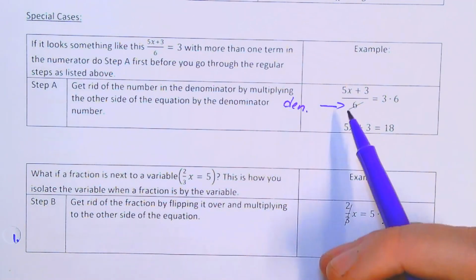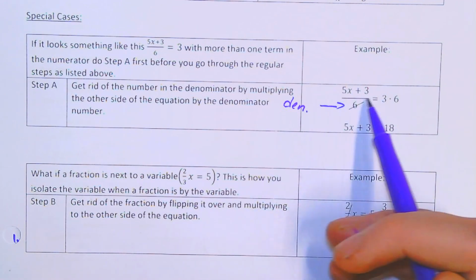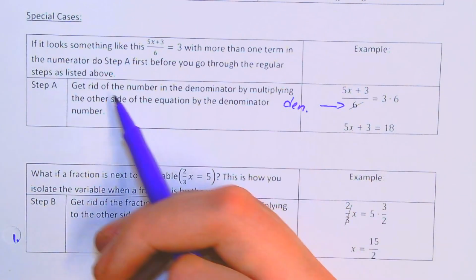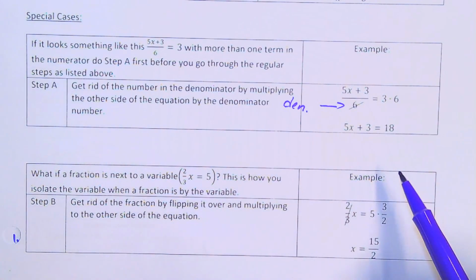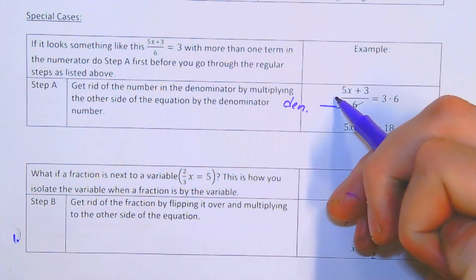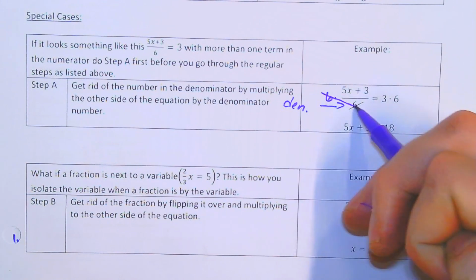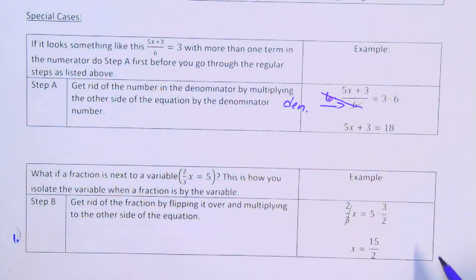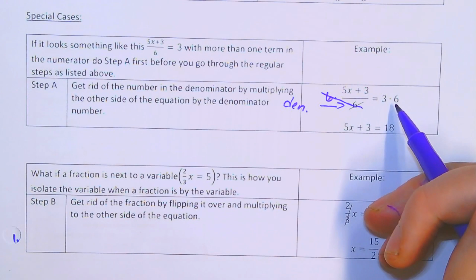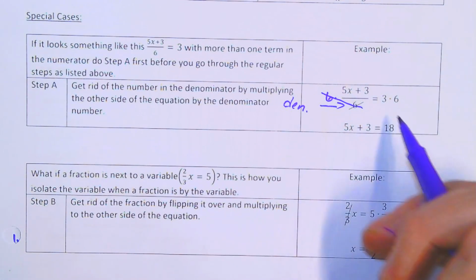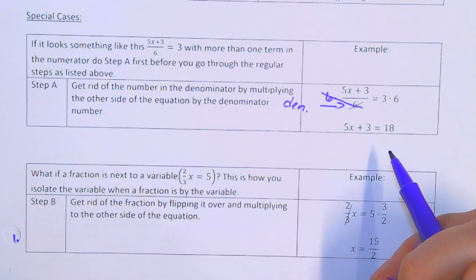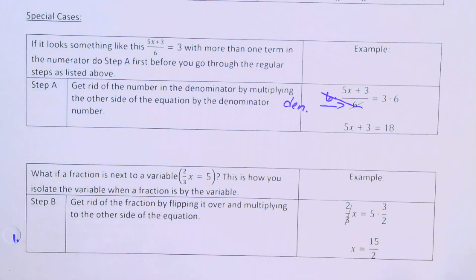Okay, 6 is going to be our denominator. And our numerator is going to be 5x plus 3 as an entire thing. So if we want to get rid of the number in the denominator, we multiply by that number. So all we're going to do is multiply both sides by 6, and those 6 cancel for me. Okay? And then we end up with 3 times 6 over here, and we end up with an 18. Now you can kind of see, look, it's just a basic equation that we've seen 100 times so far. Okay?